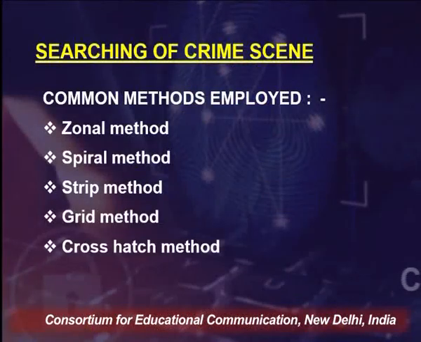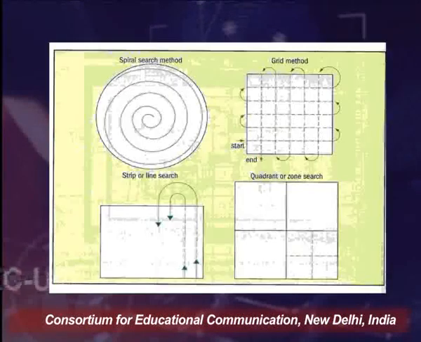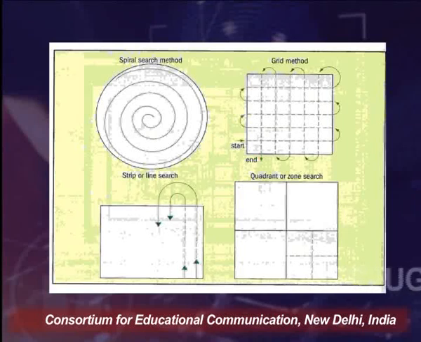When searching a crime scene, one should look for every possible evidence that a suspect should have been present at the scene. Some common methods which are employed are the zonal method, spiral method, strip method, grid method, and crosshatch method. In the spiral method, the investigating officer should start from the center and move spirally in the crime scene.